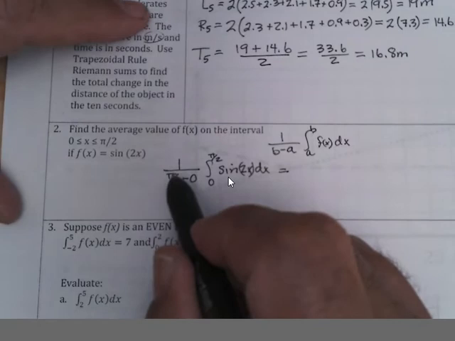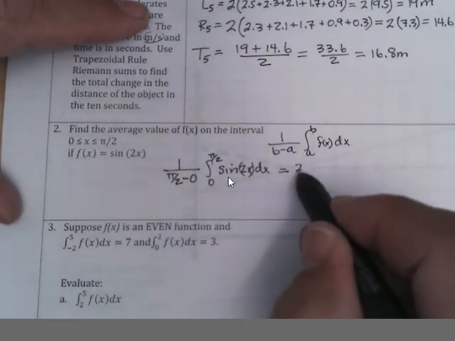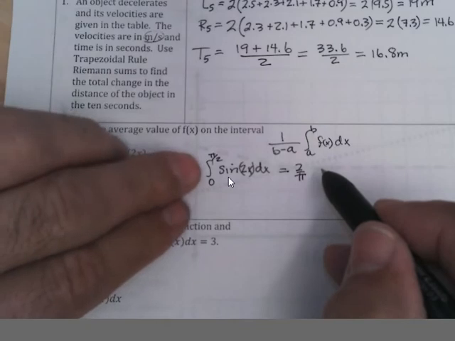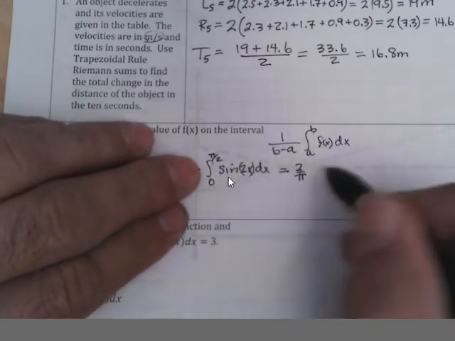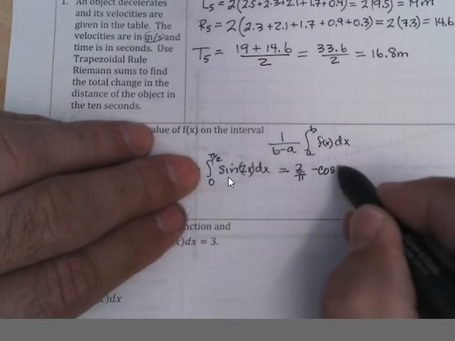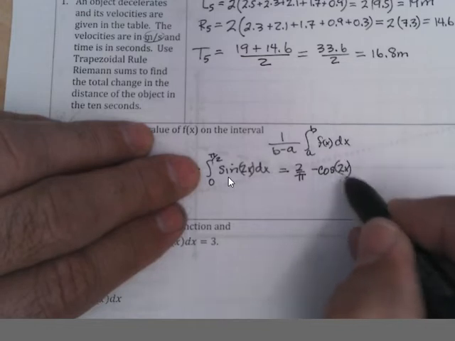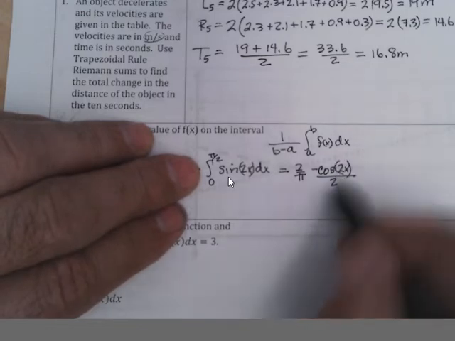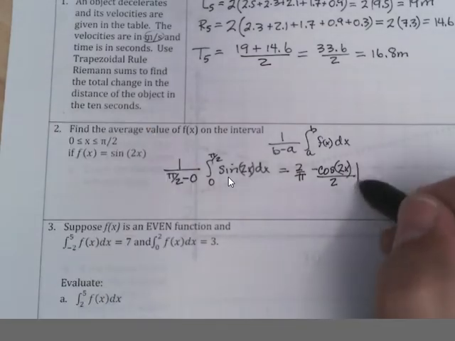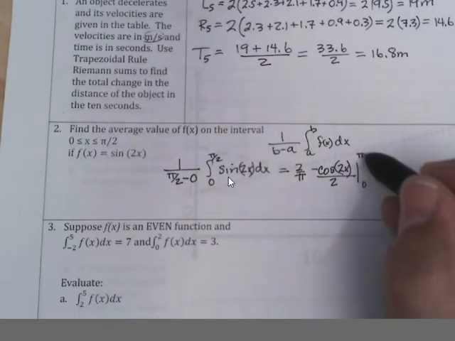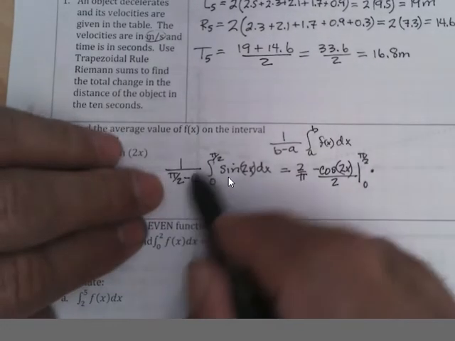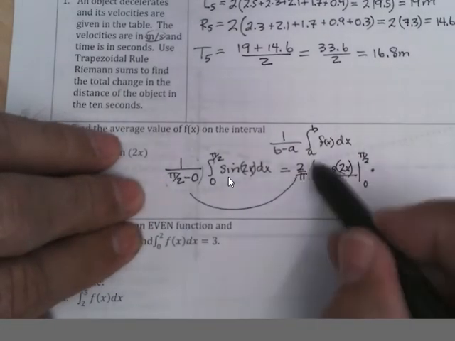So we're going to get 1 over pi over 2, which is 2 over pi, inverting and multiplying that. And the antiderivative of the sine is going to be negative cosine of 2x, but we're going to have to divide by 2 because of the chain rule piece in there. And we're going to evaluate that from 0 to pi over 2.